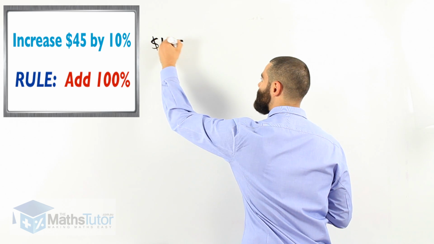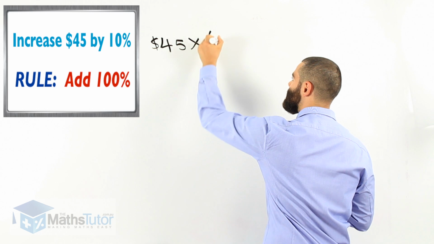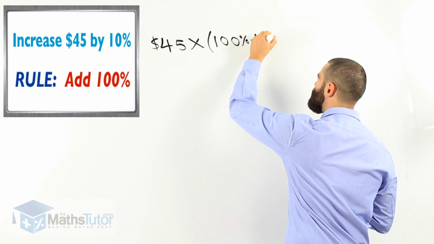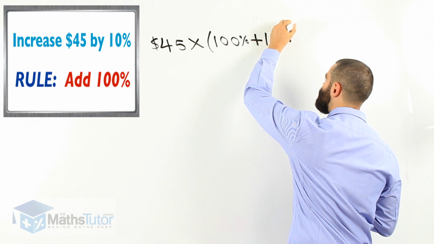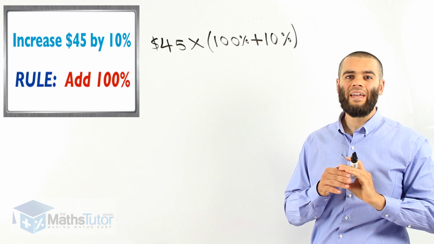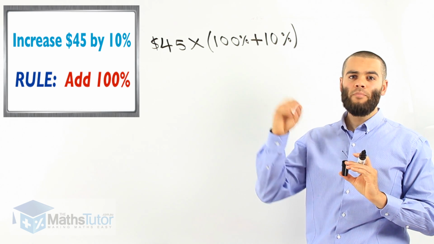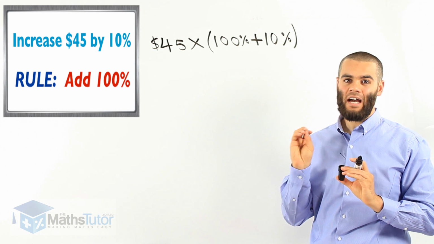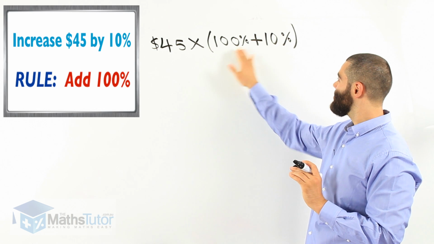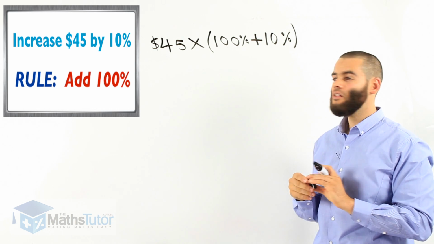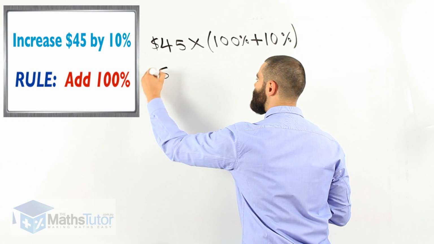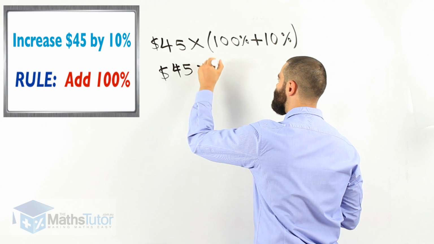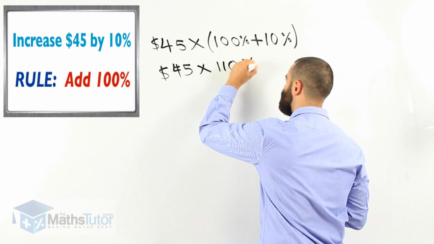$45 times 100% plus 10%. So the rule is when we're increasing a number by a percentage, we add 100 to the percentage. We add 100 to the percentage. 100% plus the 10% becomes 110%. So 45 times 110%.